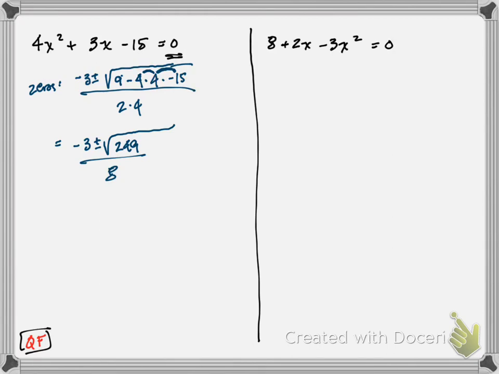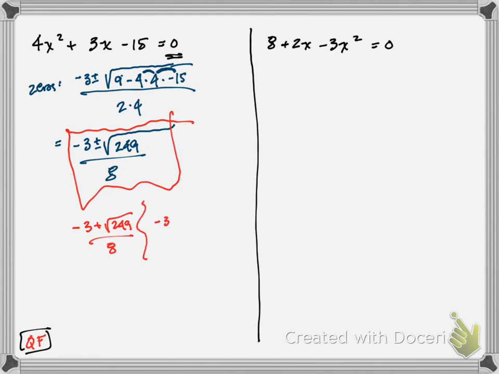Now the square root of 249 I don't believe can be reduced very cleanly or at all. And so we're just going to say that these are our two solutions. The first one would be negative 3 plus the square root of 249 over 8. And the second would be negative 3 minus the square root of 249 over 8.